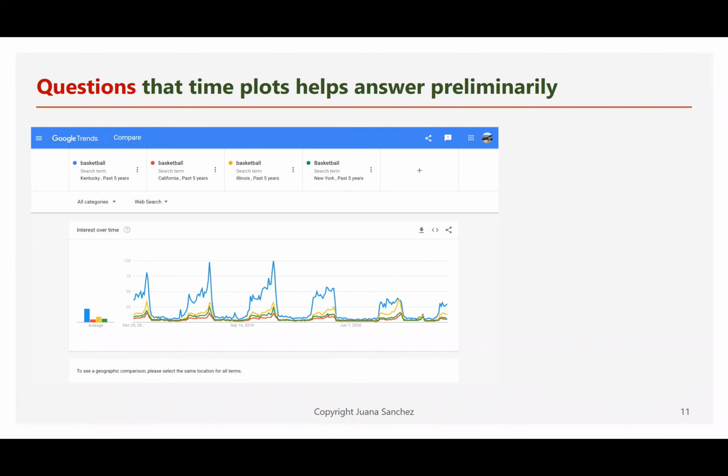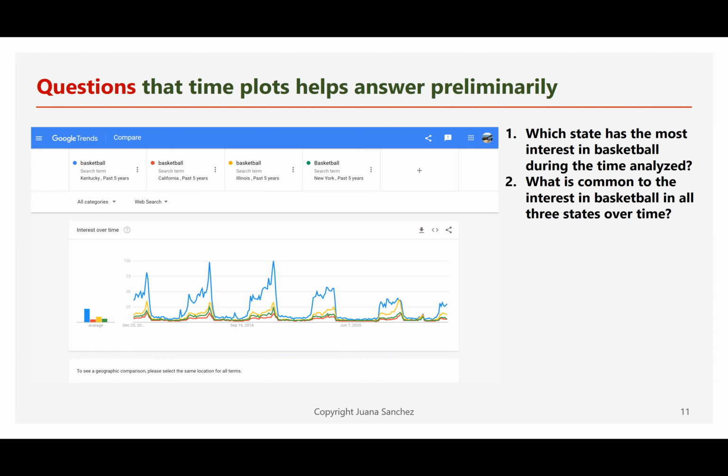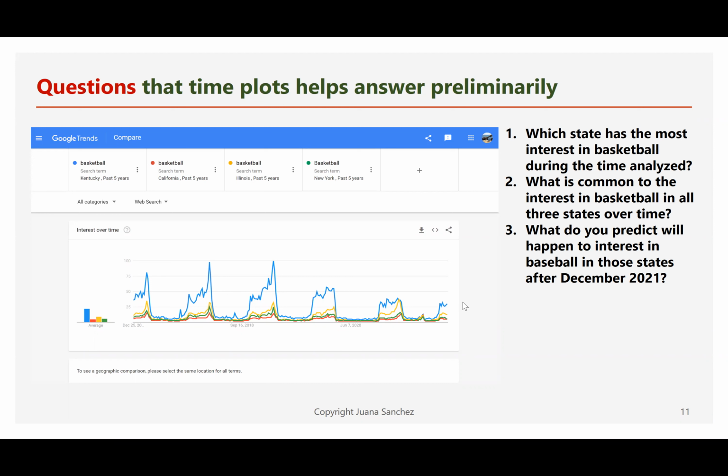Here are some questions that the time plot helps you answer. Which state has the most interest in basketball during the time analyzed? What is common to the interest in basketball in all 3 states during this time? What do you predict will happen to interest in baseball? Actually, you should say basketball in those states after December 2021. What could those periodic peaks represent?